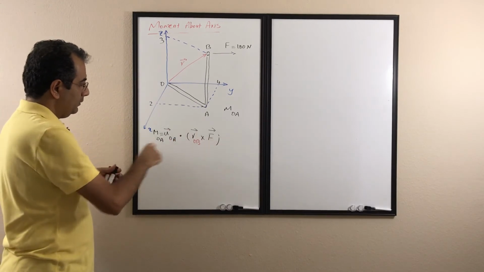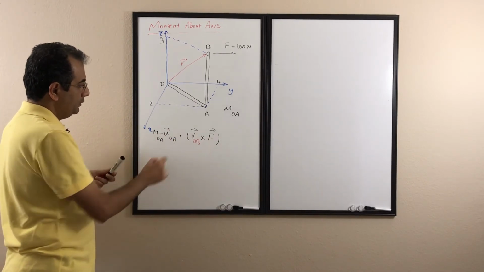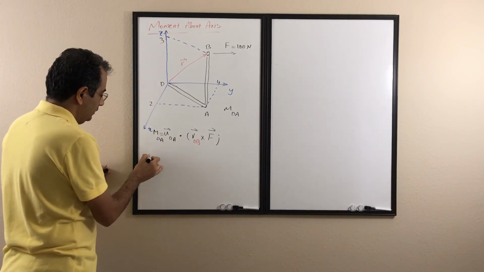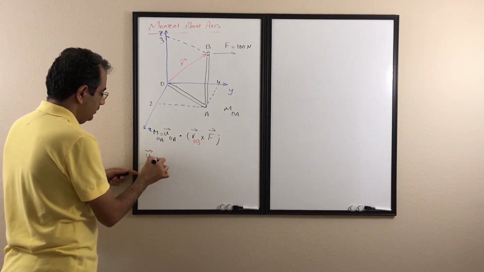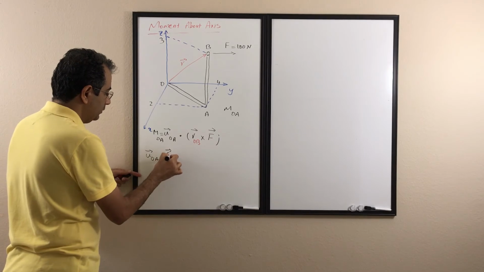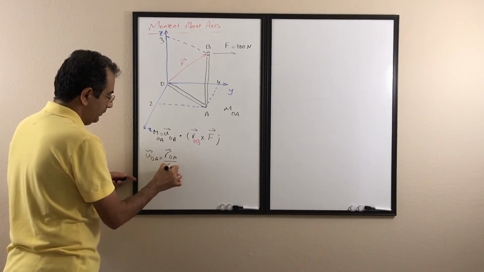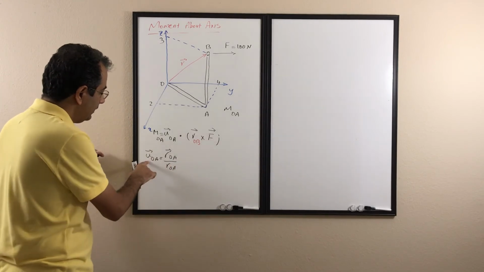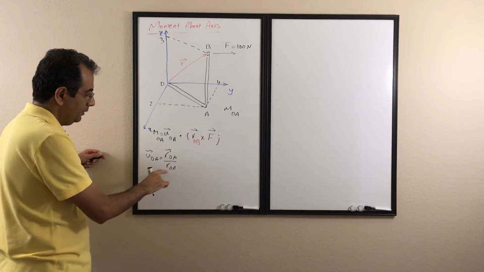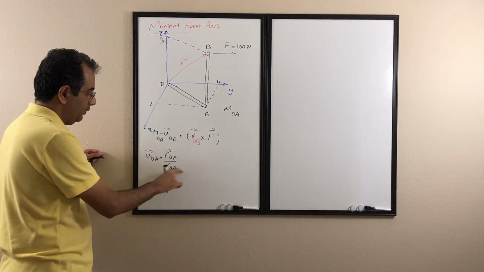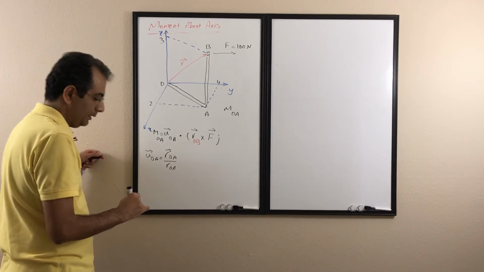So to calculate that, we're going to first find the UOA, and we know that the unit vector is the position vector divided by its magnitude. So we have to find that UOA first. We have to find the position vector for OA and then use it for our calculation.